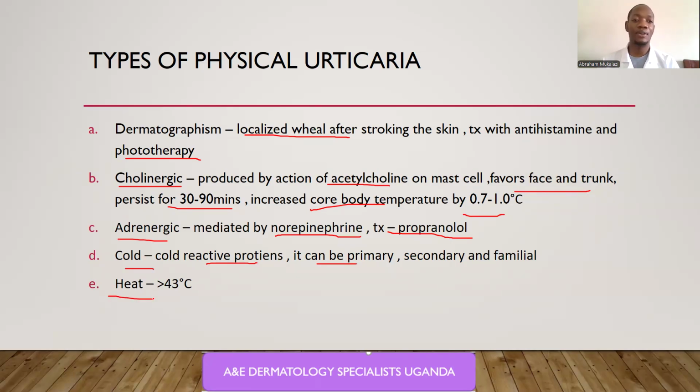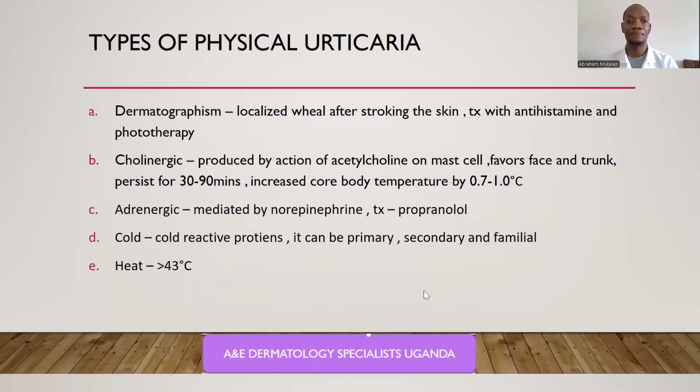So for heat, someone will report that every time they go for a steam bath where the temperatures go above 43 degrees Celsius, then they develop these urticaria welts. So people who are in the desert, like in the United Arab Emirates, where the temperature can even rise up to 51 degrees Celsius, the environmental temperature, in this case, you'll end up having the heat-induced urticaria rashes on the skin.